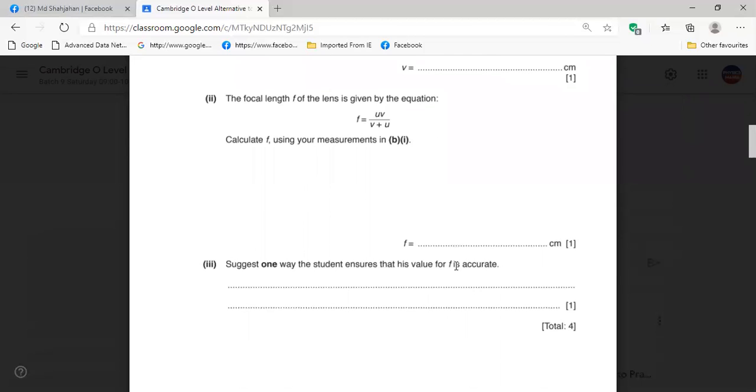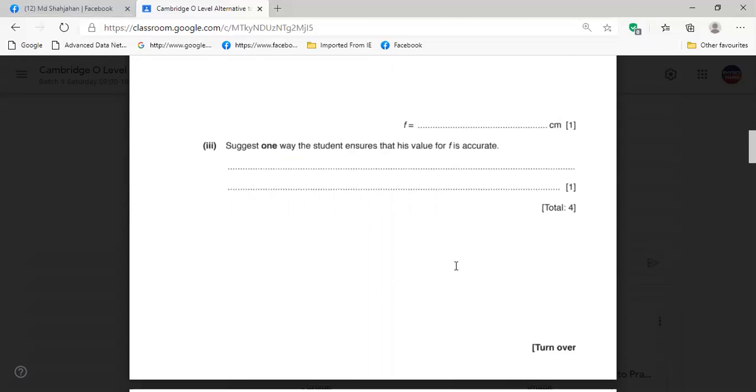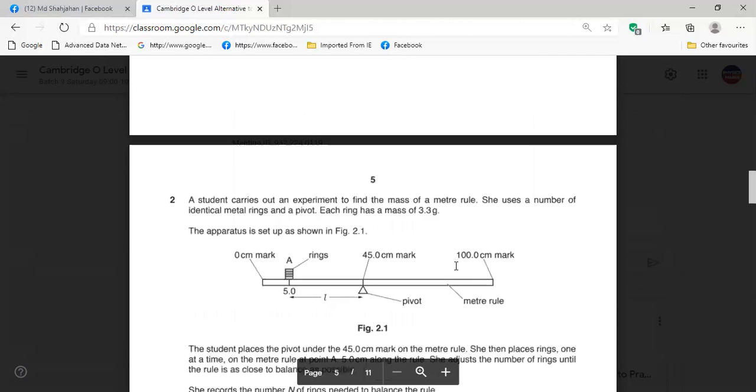Then what is the answer of the last part? Sir, repeat and find the average. Suggest one way the student ensures that his value for f is accurate. Very good. So your answer is correct. Abir, you also got the same? Yes, sir. I wrote take measurements multiple times and average it. Very good. Then we are done with question 1.